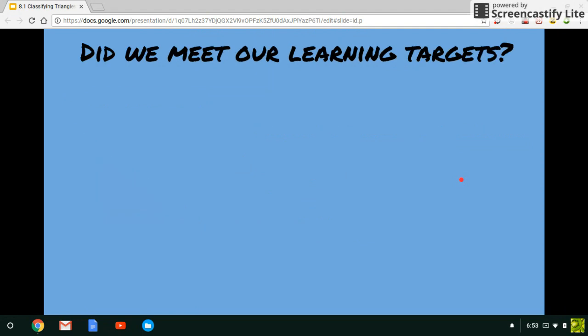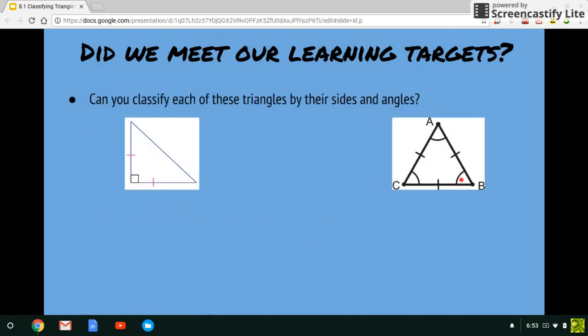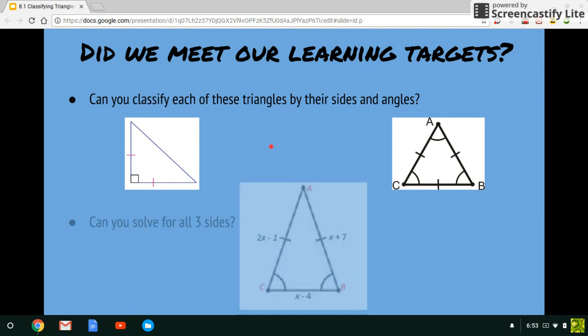Okay, so did we meet our learning targets? So first thing, can you classify each of these triangles by their sides and then also by their angles? And then the second one, can you solve for all three sides? Go ahead and give it a try.